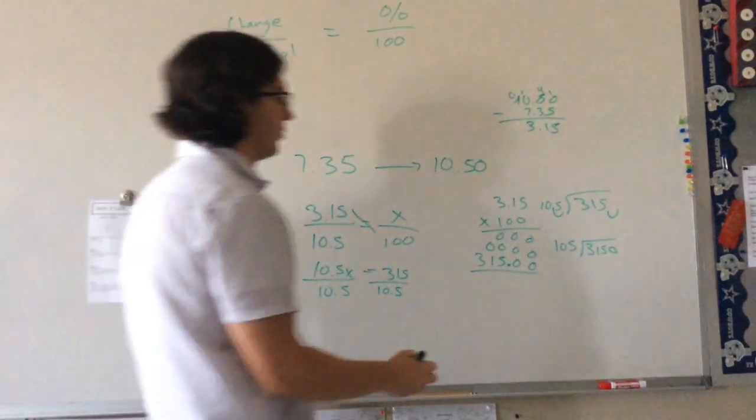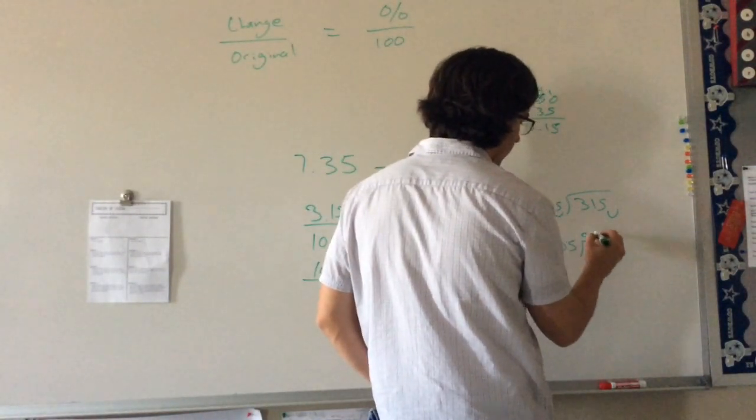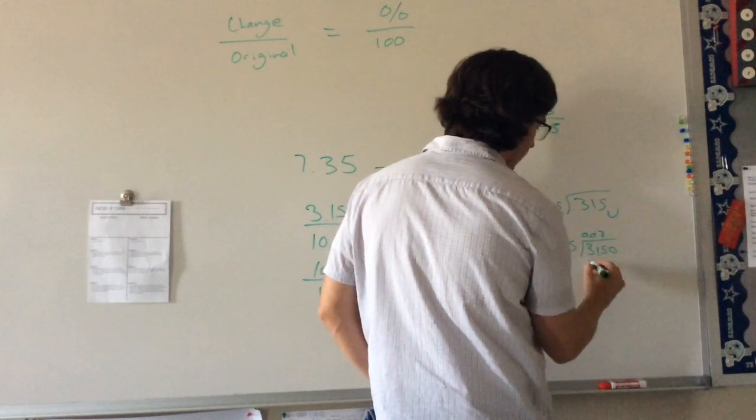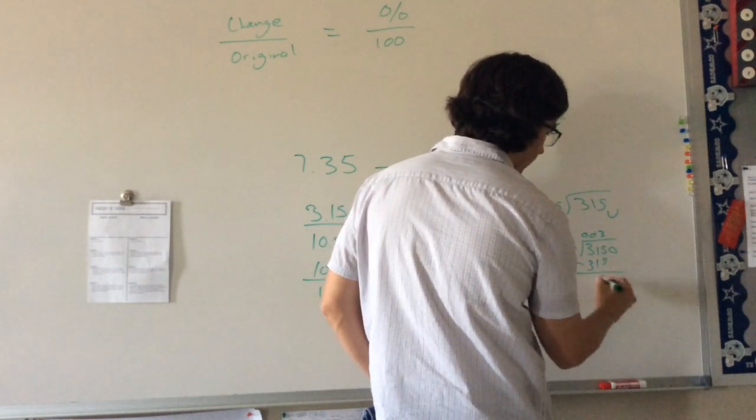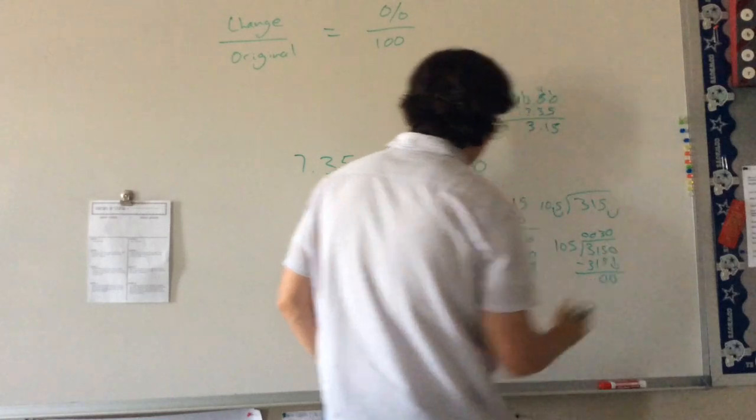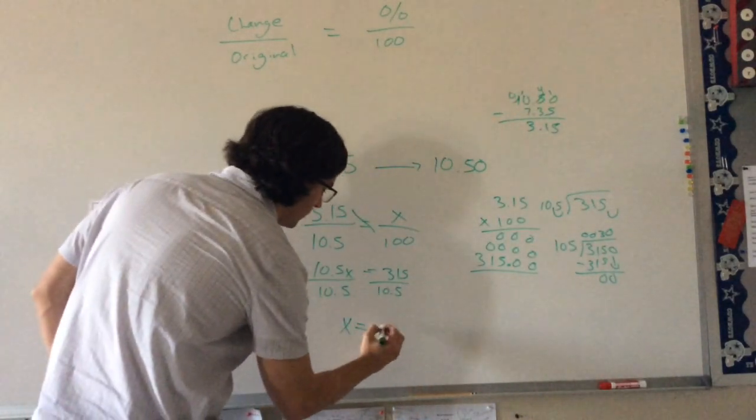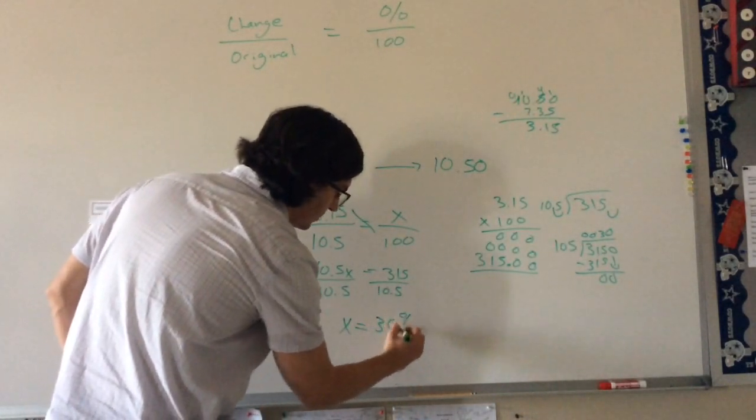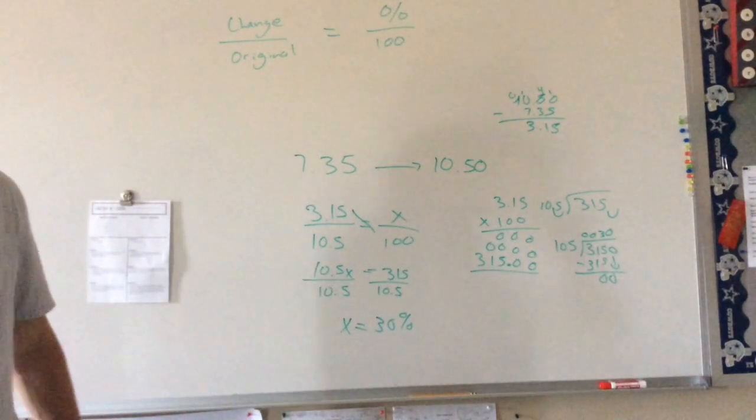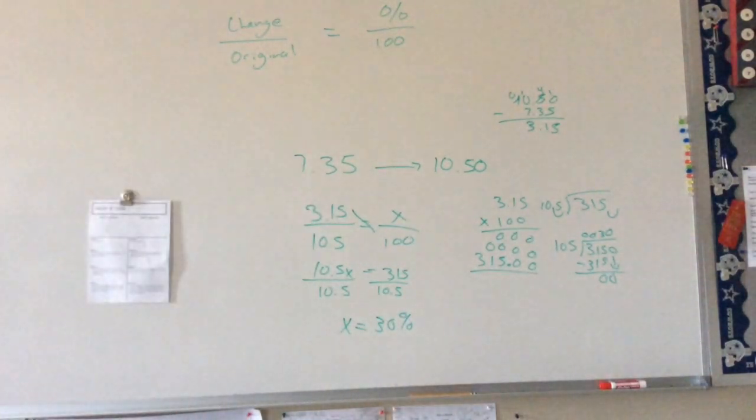So 105 goes into 3 0 times, 31 0 times, 315 3 times. And so what that means is that when all this is said and done, he saved 30% on his total price of his meal, or he got a discount of 30%.